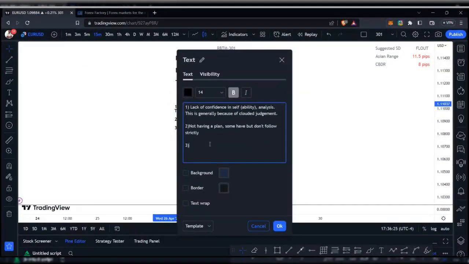Number 3, unstable. I wrote in my notes here, unstable in the sense of strategy and concept. Did I get that right? Unstable in the sense of what? Strategy and concept.